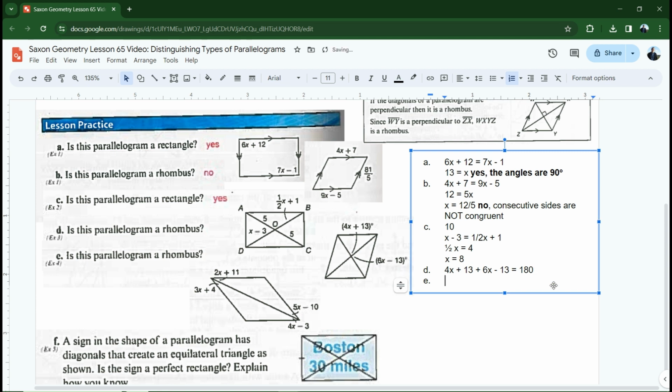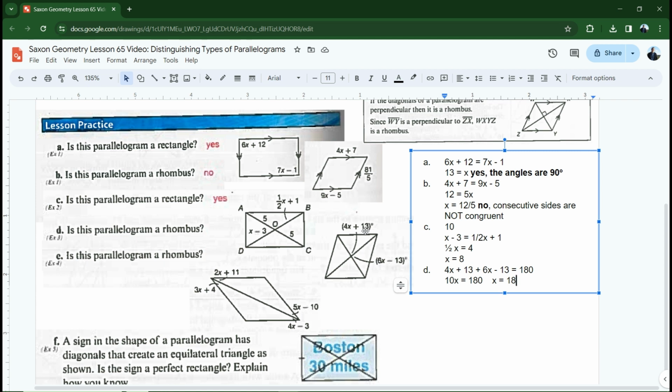Let's find x. So 4x plus 6x is 10x. 13 minus 13, that is going to go away, equals 180. That means that x equals, when I divide both sides by 10, 18. All right, 4 times 18. Let's see, 4 times 10 is 40. 4 times 8 is 32. So that's 72 plus 13.